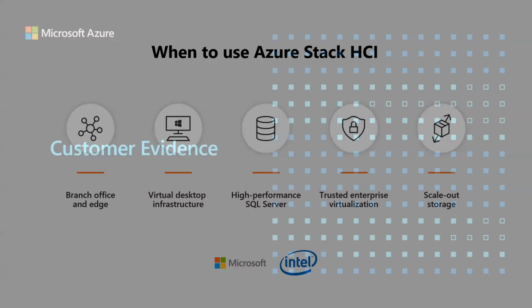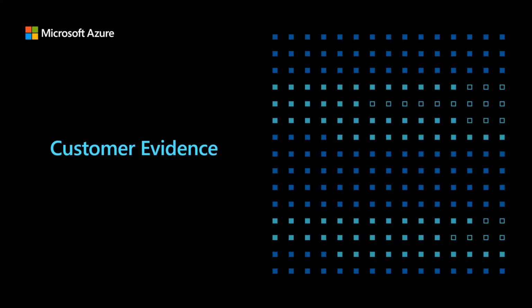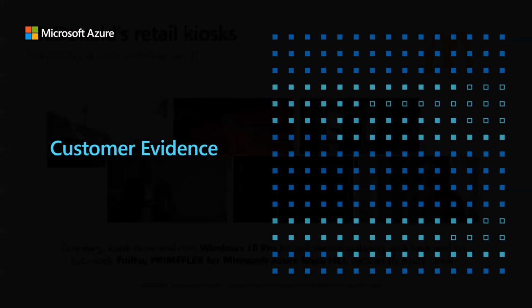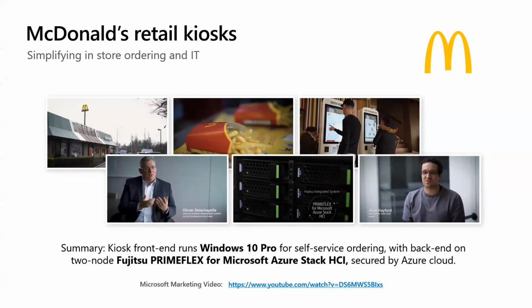All right, so this has been around for a while now, and we do have very strong customer evidence for those who have been using it. And I would say the most common, or that you may actually have used it and not realize, is McDonald's. So McDonald's, if you go and order, they have giant kiosks where you can place an order, which is based off Stack HCI. So they are using 2 node Fujitsu Primeflex nodes, which is running Azure Stack HCI. It's secured by the cloud, so they use it in a hybrid mode, and that's what they're running. So that would be the customer that you may have actually interacted with in the past.